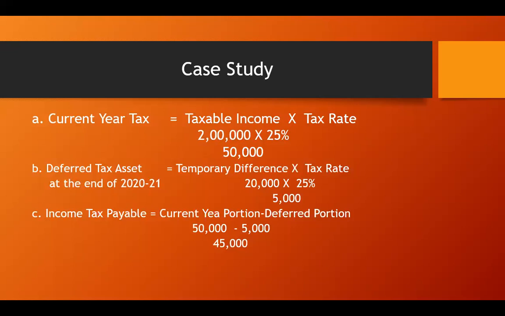The deferred tax asset at the end of the year is the temporary difference multiplied by the tax rate. Suppose we assume there is no opening balance and only one temporary difference, 20,000 at 25%, that is 5,000. Finally, income tax payable is equal to the current year portion 50,000 minus the deferred portion 5,000, which is 45,000. Why are we deducting it? Because this is a deferred tax asset. An asset is a benefit, so we deduct it. So 45,000 is the income tax payable.